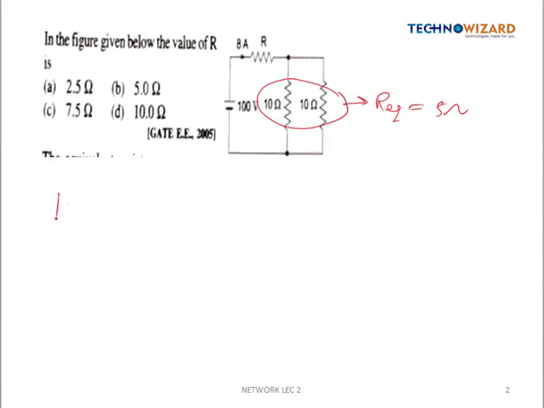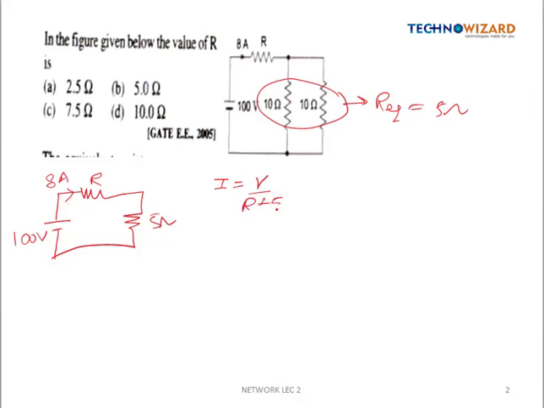So our circuit will reduce to this: a 100-volt battery, which they have already given us, and there is a resistance R through which a current of 8 ampere is flowing. Now these two 10 ohm resistances are in parallel, so it can be reduced to 5 ohm, right? Now they have given us current and voltage, so we'll simply put in the formula: the current, which is 8 ampere, is equal to the voltage 100 divided by R plus 5.